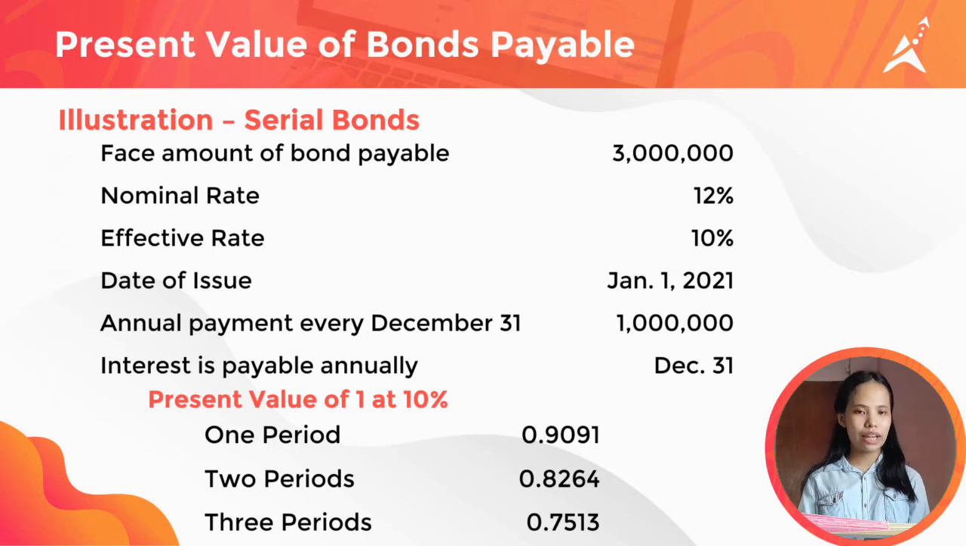These are the given data. Face amount 3 million, nominal rate 12%, effective rate 10%. The date of issue is on January 1, 2021, and the annual payment every December 31 amounting to 1 million. Interest is payable annually on December 31. The present value of 1 at 10% for 1 period is 0.9091, 2 periods 0.8264, 3 periods 0.7531. So to find the total present value of bonds payable, let's use this table.